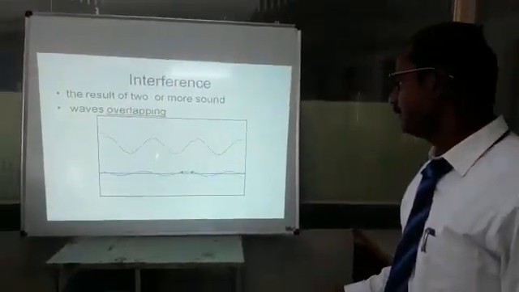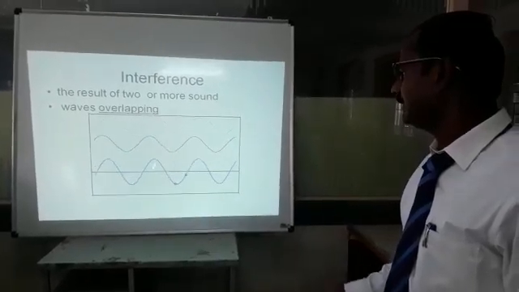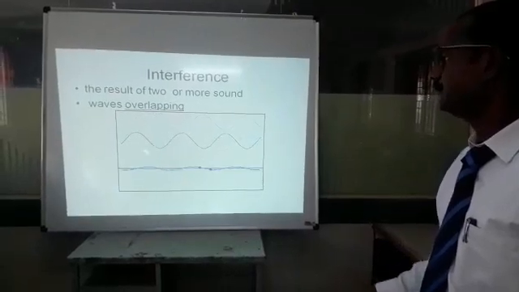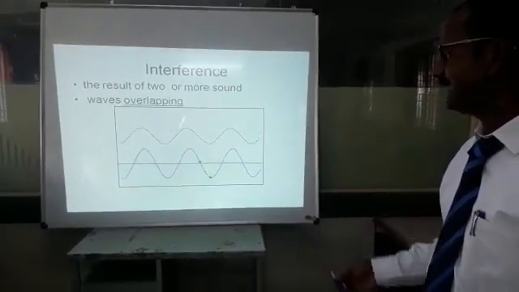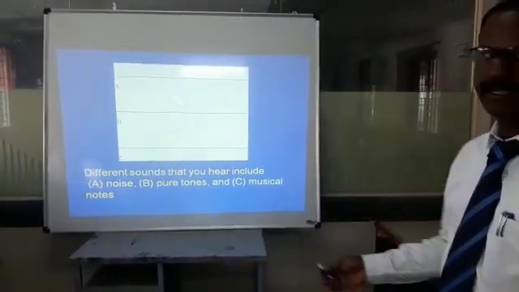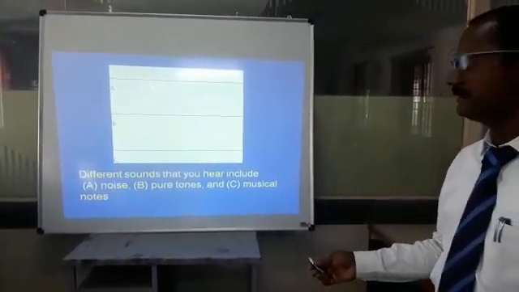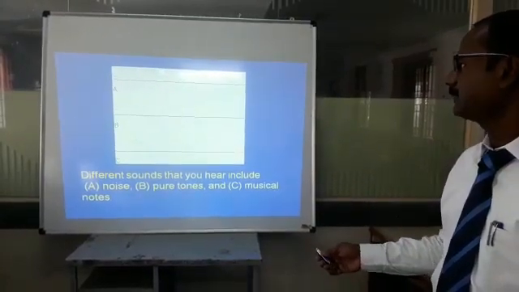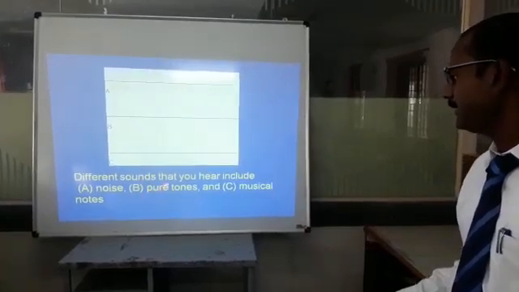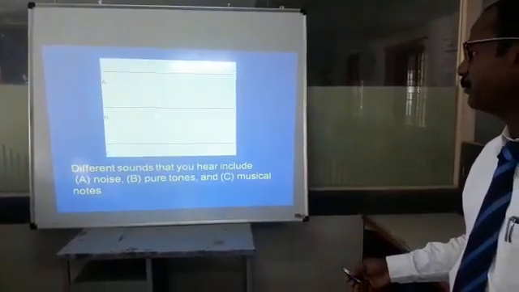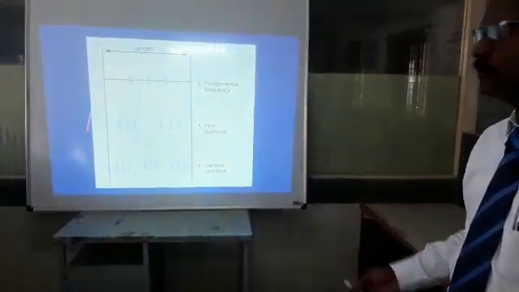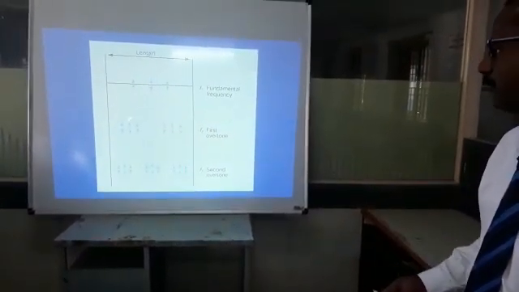Interference. Each and every color gives the information of different waves with a different amplitude. The result of two or more sound waves overlapping is the interference of the sound waves. The different sounds that you hear include A, the noise, where the pitch and the amplitude are not in a uniform state, and P, the pure tone, and the musical notes. Comparatively, all three sounds differ from one another.